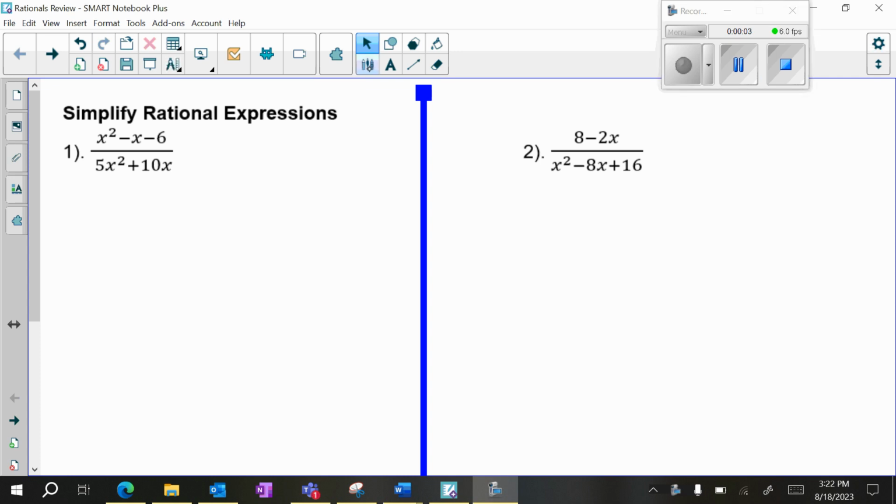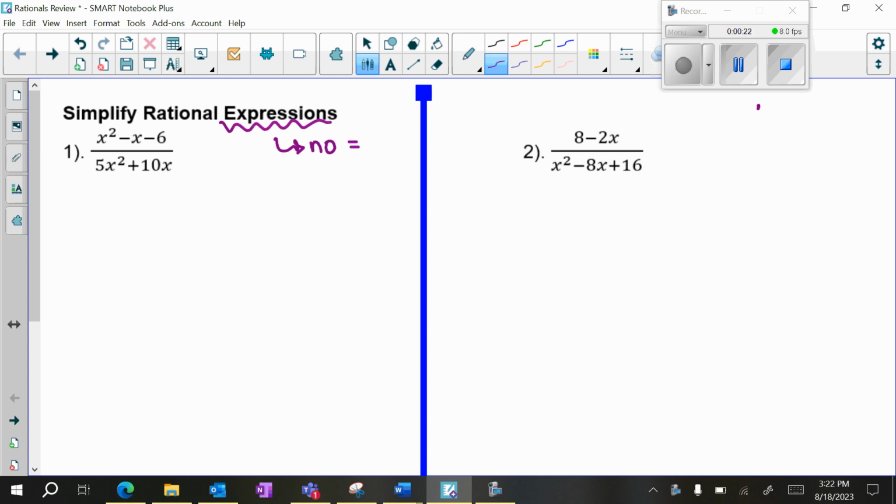This video is going to review some basics of rational functions, which you should know from Algebra 1 and Algebra 2. So first we're going to start with simplifying. First of all, notice that I'm simplifying rational expressions, which means there's no equal sign or equation.